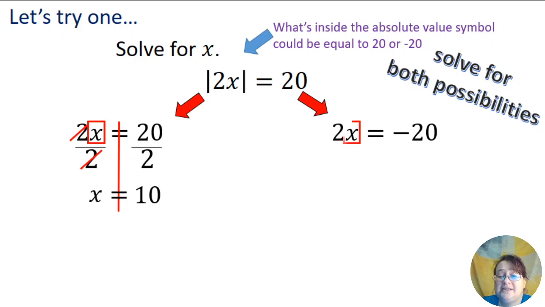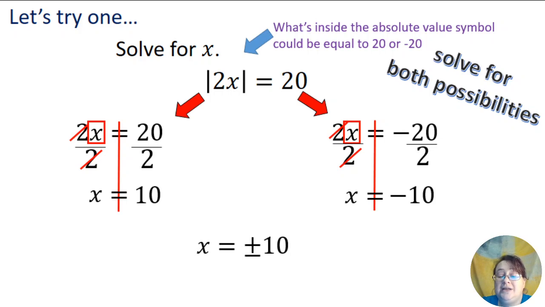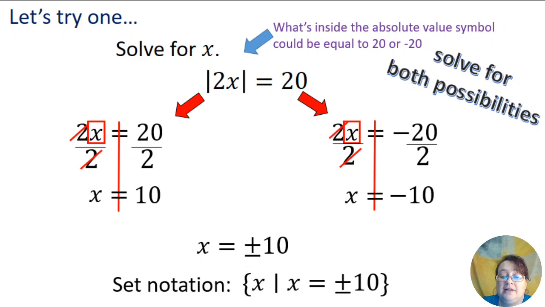So I still box in x, I still draw my line down. I already figured out that to get rid of my 2 with 2x, I have to divide, so I do that on both sides. The 2's cancel on the left. x comes down, it's by itself. On the right is the only place where this changes. -20 divided by 2 is -10. So for this answer, x could be either a positive or -10. If we wrote that in set notation, it would look something like this.